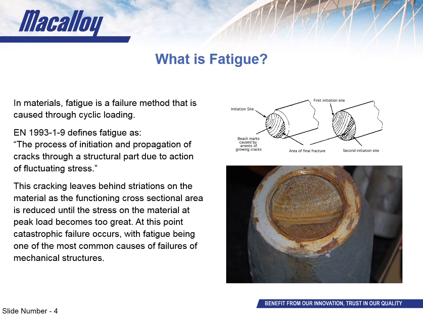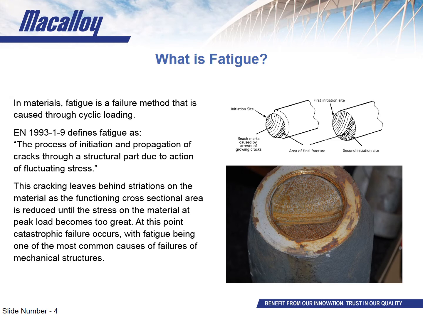You can see a couple of examples of this from the images on the right-hand side. So that first image on the top is just a diagram that shows how the crack propagates through the material, leaving behind those striations, and then you get the final area where that catastrophic failure occurs. And the bottom image is an example of when it actually happened.